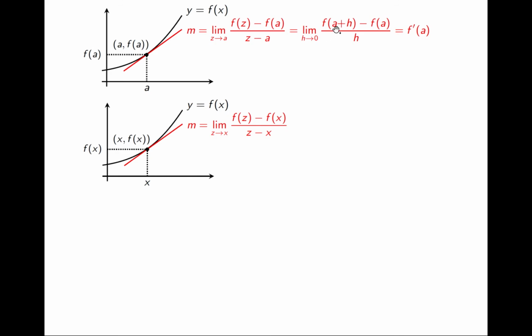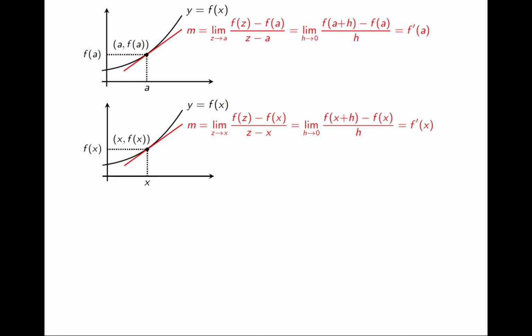Alternatively, we could express it this way, but we're changing the a's to x's. So limit as h approaches 0, f of x plus h minus f of x divided by h. That's the slope of the tangent line. And that slope depends on what x is. You change x, you change this point, you change the tangent line, the slope is different. So depending on the value of x, these limits will equal different values. So that's a function of x that we're calling f prime.